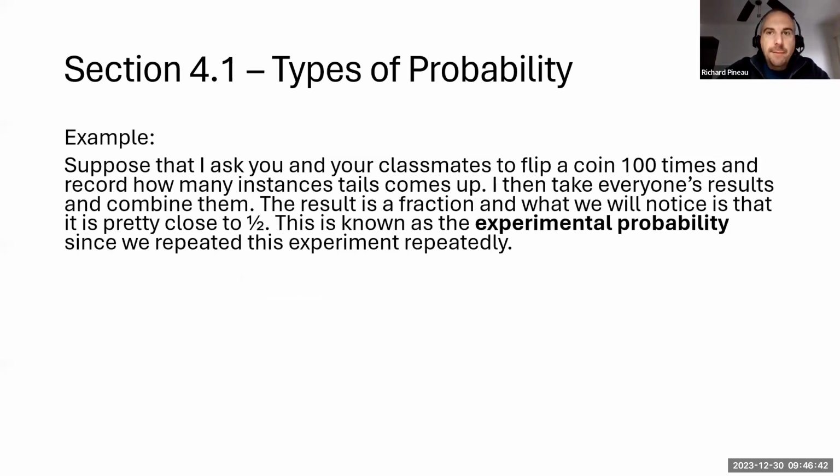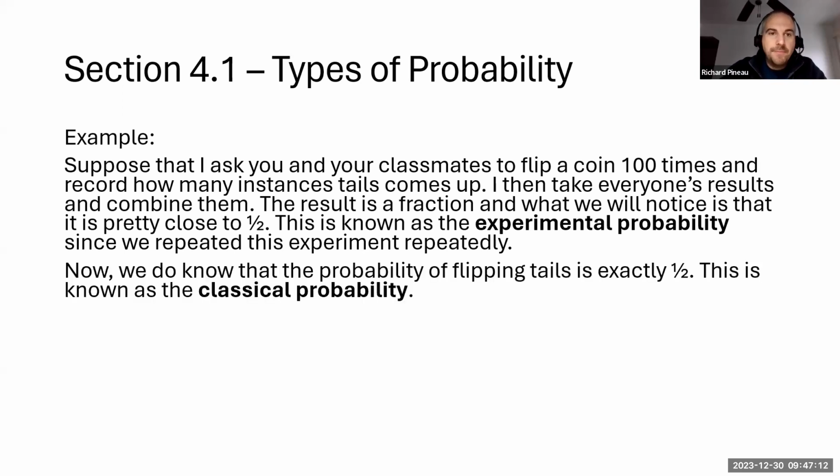Okay, so let's look at some examples here. Suppose I ask you and your classmates to flip a coin 100 times and record how many instances the tails come up. I take everybody's results and I combine them. The result is a fraction, and what we'll notice is that it is actually pretty close to 1/2. And again, this is known as experimental probability because we're doing this experiment repeatedly, right? Just constantly keep doing this and counting the number of times tails come up.